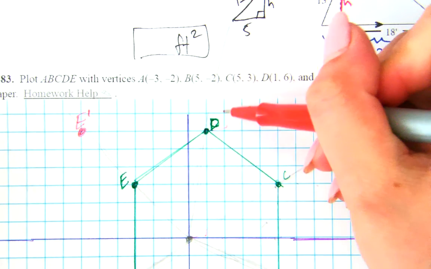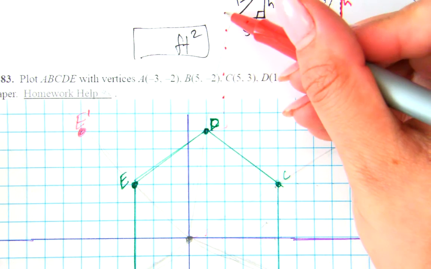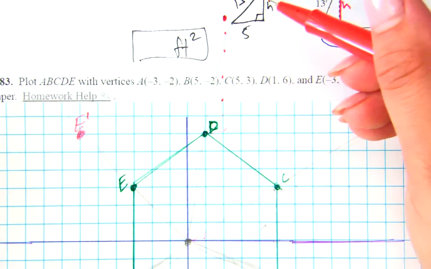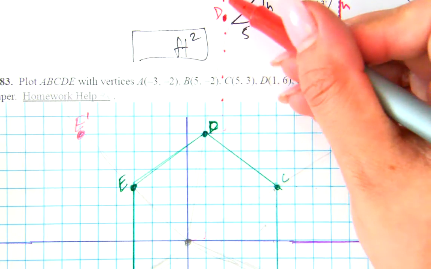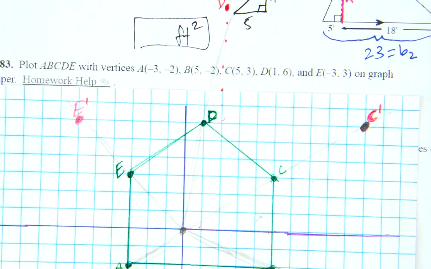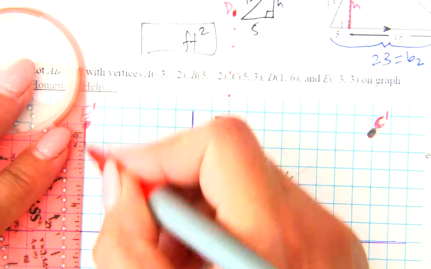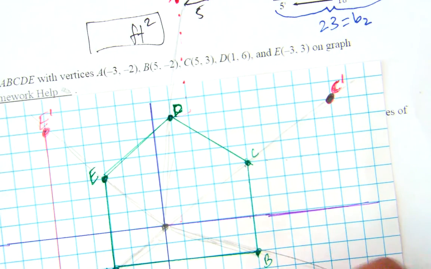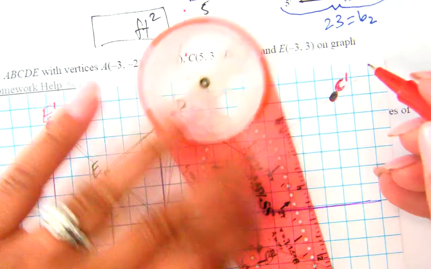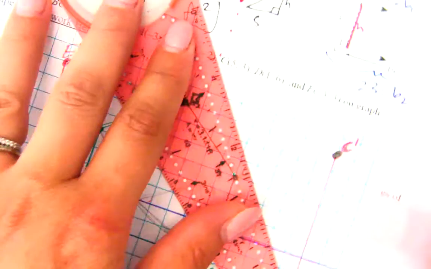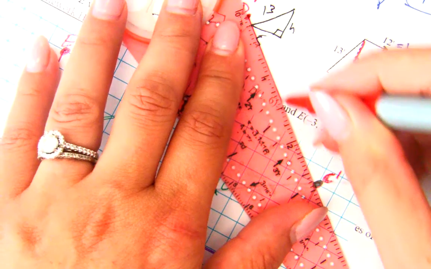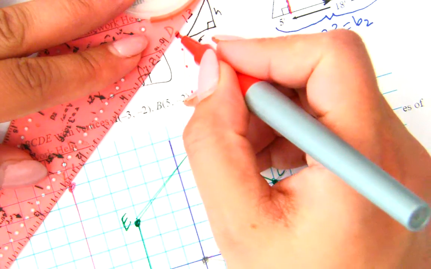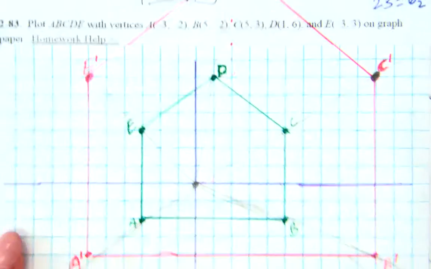Now, D's off my paper, but I'm going to go 1 and 6. So I've got to go 1 and 1, 2, 3, 4, 5, 6. So let's say it's probably somewhere up here. D prime. And if you connect the points together, just like we did for the other one, you should get the blown up version of the original, blown up from the origin by a factor of 2. And then you can do this and you can verify also.